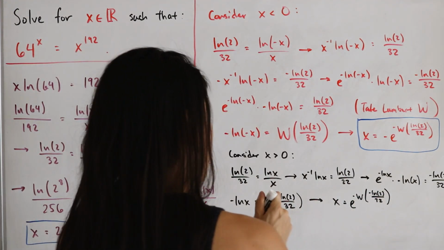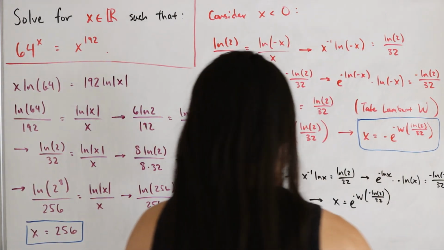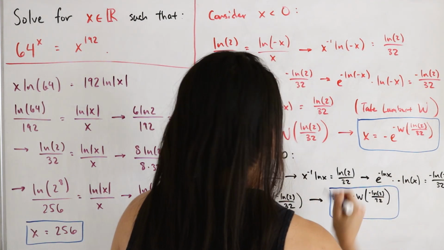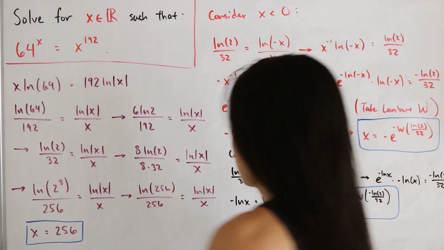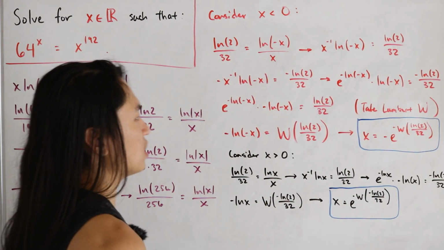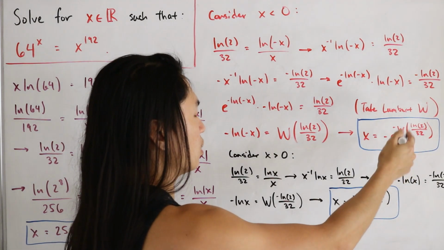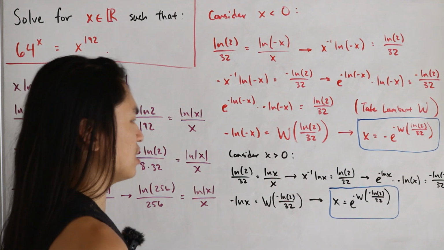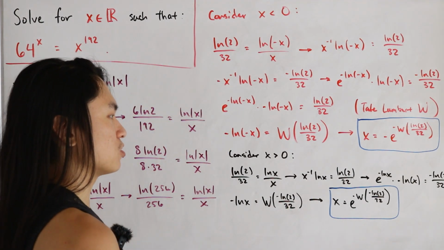We considered all the reals, positive and negative, and we solved for the simplest case over here. So this leaves us with 3 solutions that satisfy our given. We have found that x is equal to 256. We have that x equals negative e to the power negative the Lambert W function of ln of 2 divided by 32, and then we have x is equal to e to the negative W of the negative ln of 2 divided by 32.